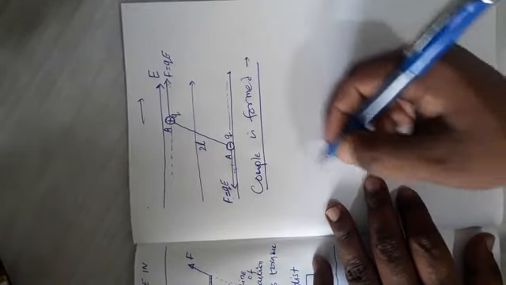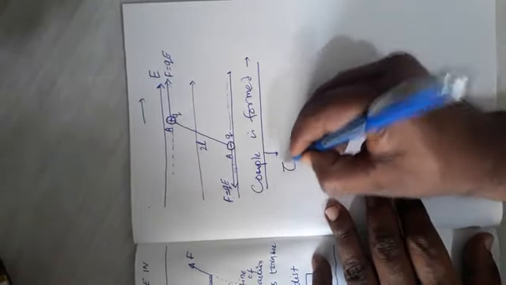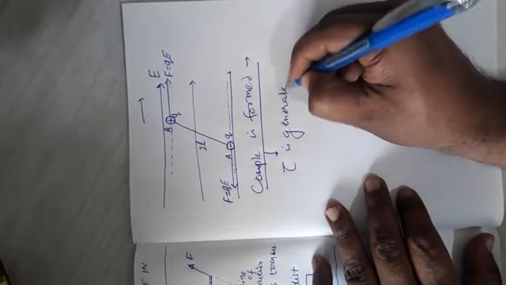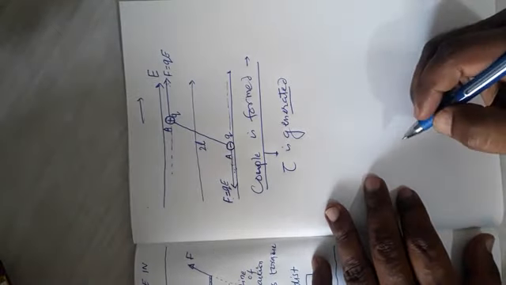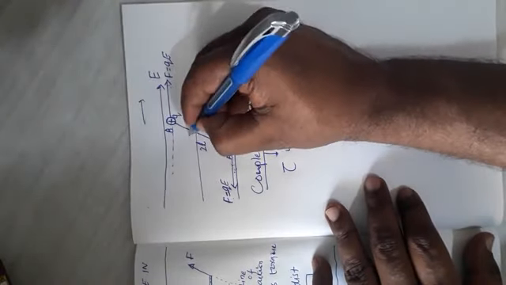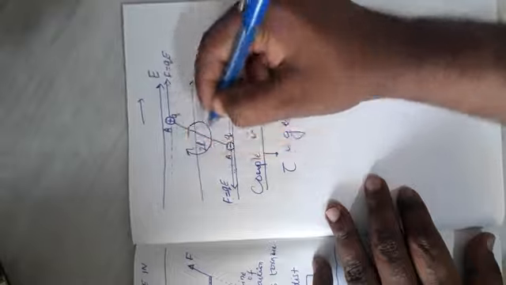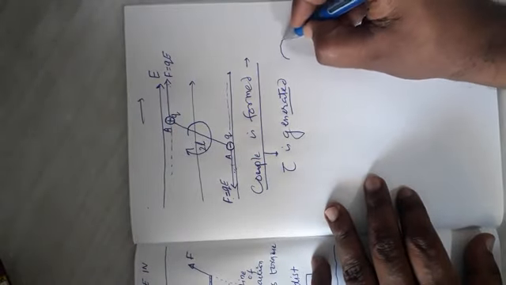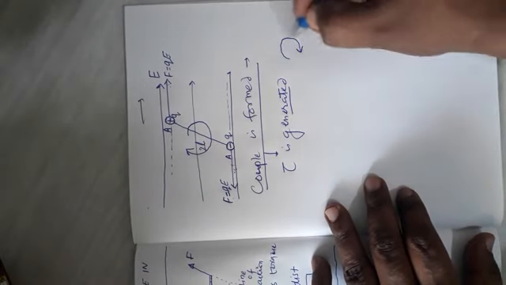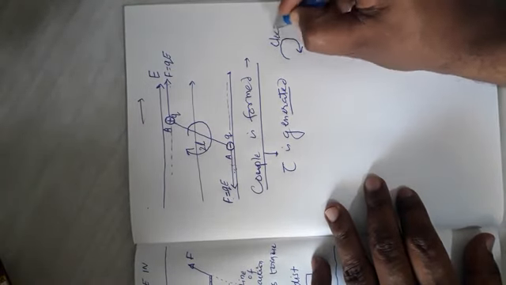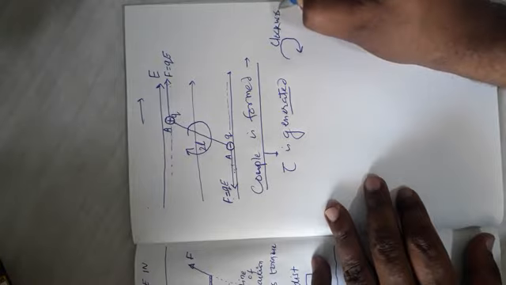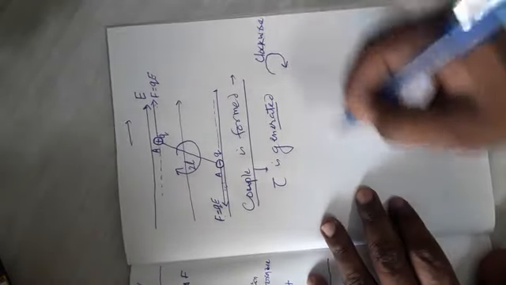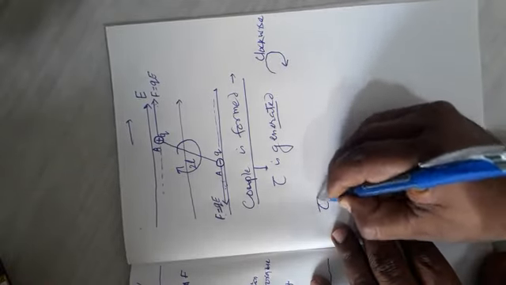Now, since couple is formed, torque is generated. This torque will tend to rotate this dipole along the electric field. Okay. So, according to the diagram, it is going to produce a clockwise torque. A clockwise torque. Okay.